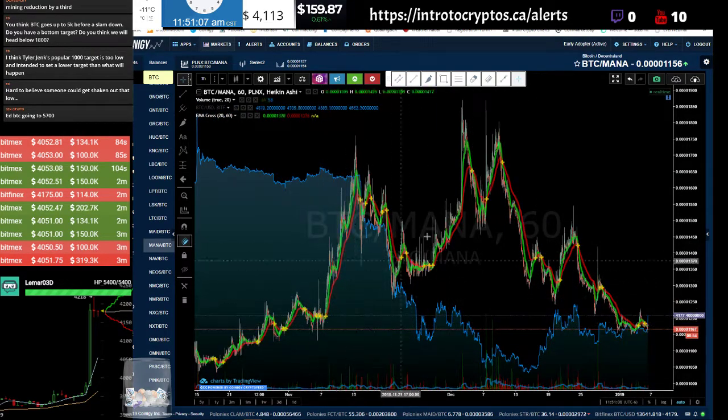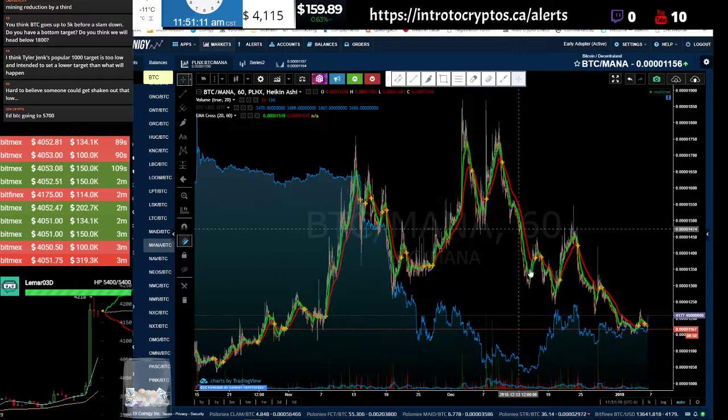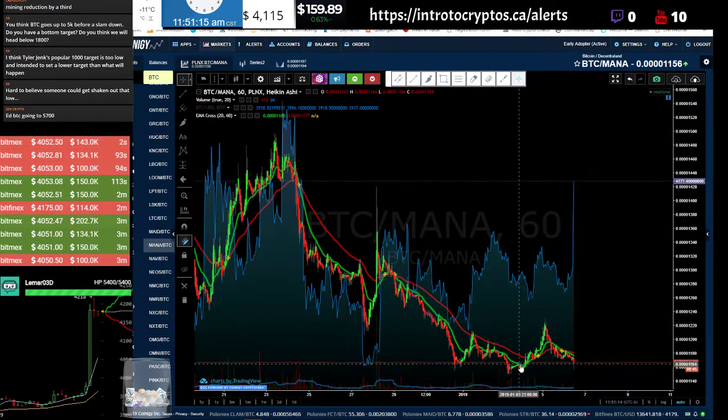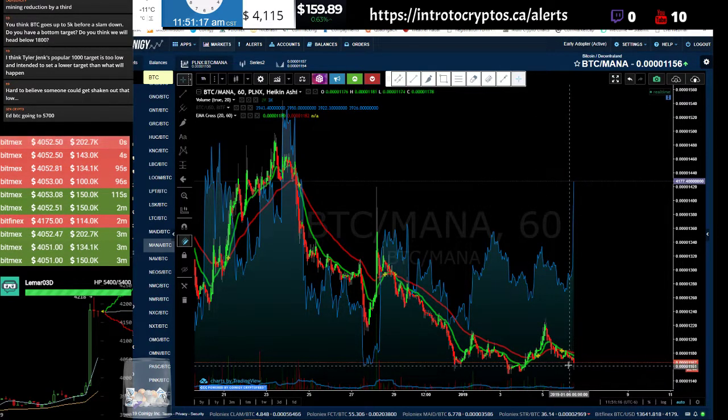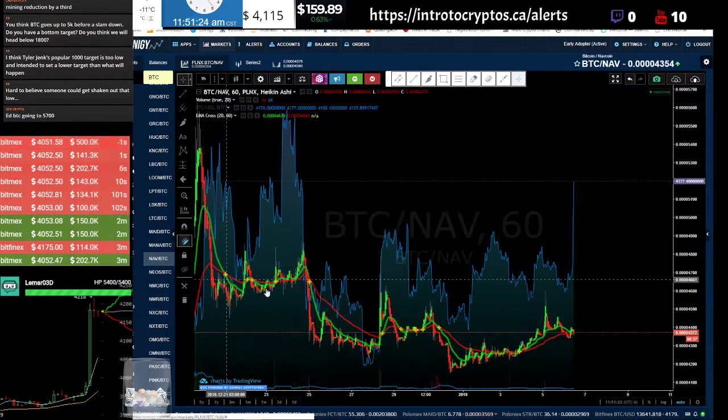Mana coin was a great call as it pumped up to these levels, and right after that contest was finished, down it came. So I don't have a prediction for this. It's not looking strong. It's not looking like a buy signal as Bitcoin is going up. So we'll go on to NAV coin now.